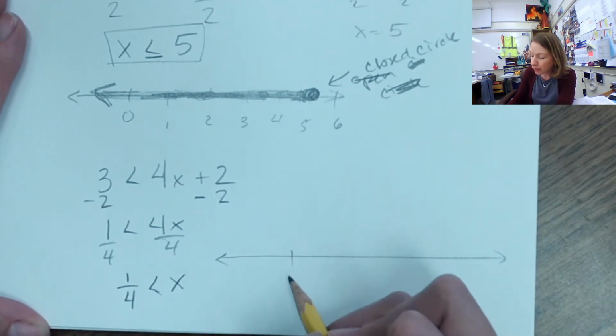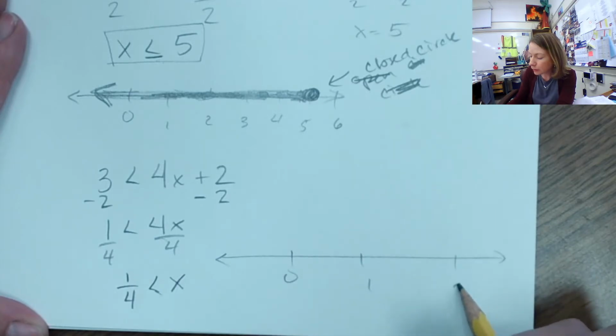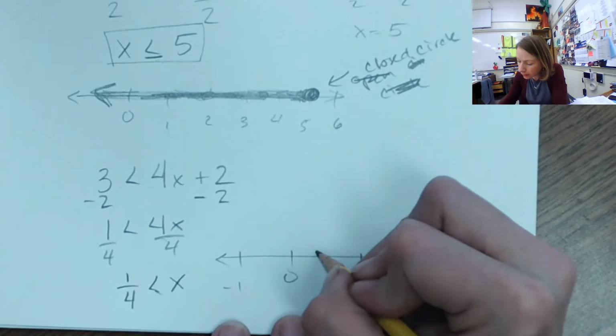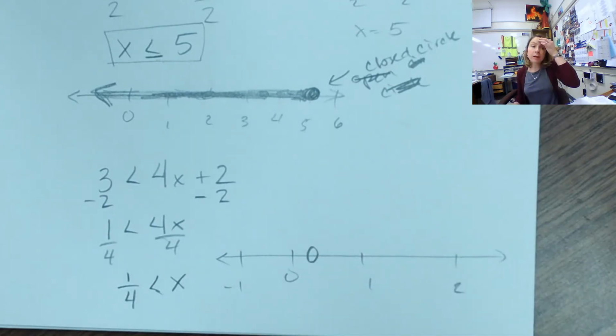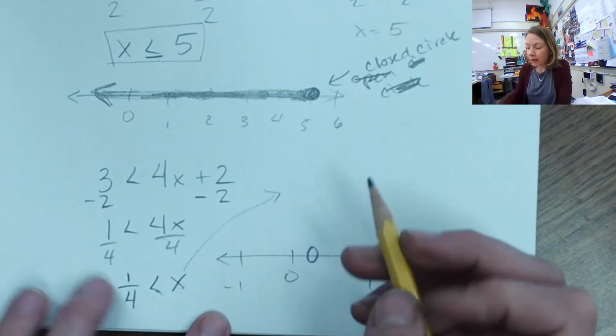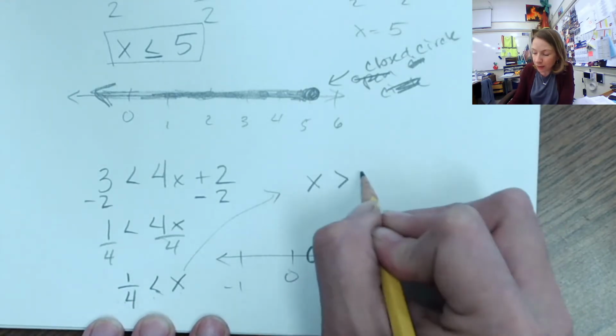I'm going to go ahead and put my number line here. 1, 2, and then -1. So 1/4 is right about here. Notice when I'm doing my number lines, they are not super accurate. I'm just trying to get an idea as to which direction I'm going to shade. In this case, I know x is greater than 1/4. Notice I'm reading it kind of backwards: 1/4 is less than x. I'm going to go up here. That also means that x is greater than 1/4.